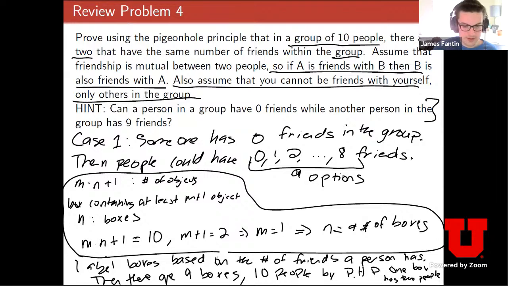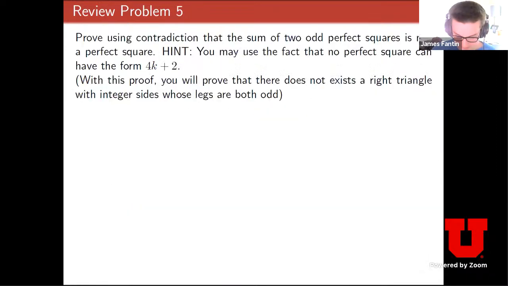So if there are no other questions on pigeonhole, we can move on to contradiction, which seems to be the next largest area of questions. Let's take a look at this problem. We're going to prove using contradiction that the sum of 2 odd perfect squares is not a perfect square. And we're going to use this fact for this proof, that no perfect square can have the form 4k plus 2. In the homework we had a stronger statement, but for this problem we're not going to use that stronger statement. We're just using this hint here.